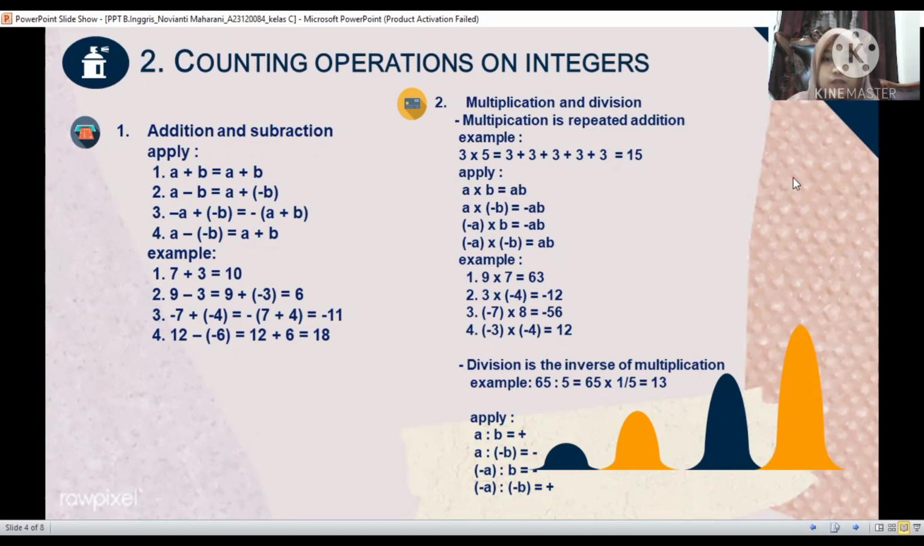Division is the inverse of multiplication. Example: 65 divided by 5 is 65 times 1/5 is 13. Generally, A divided by B equals positive A/B. A divided by negative B equals negative A/B. Negative A divided by B equals negative A/B. Negative A divided by negative B equals positive A/B.